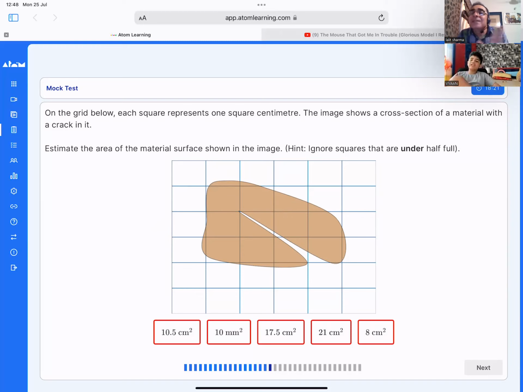So let's say this is 1, this is 1, this is 1, this is 1. So let's count then. This is one. So that's one, two, three, four, five, six, seven, eight, nine. Yeah, nine. And these two halves can make 1, so that's 10 millimeters squared.